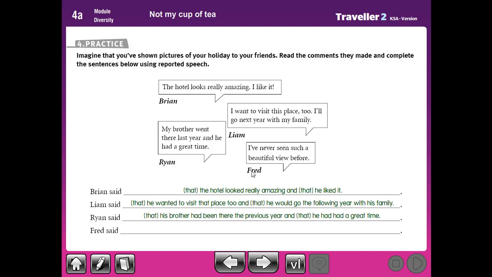And here we have Fred. So Fred said, "I have," we change I into he, very good. And have never seen, present perfect, into past perfect, very good. So he had never seen such a beautiful view before.